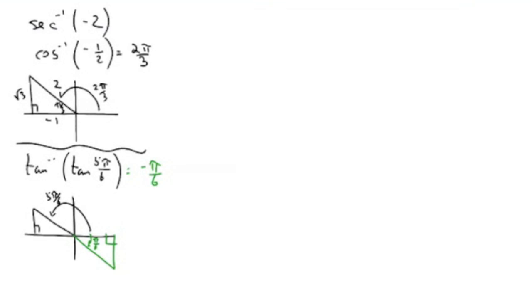Why is it 2 pi over 3 and not pi over 3? Because cosine is defined in the first and the second quadrant, so it's perfectly fine being here. Since the reference angle is pi over 3, the angle is 2 pi over 3. Cosine is the only one that'll go obtuse. Everybody else is acute positive or acute negative. Cosine and secant are the only ones that are obtuse.